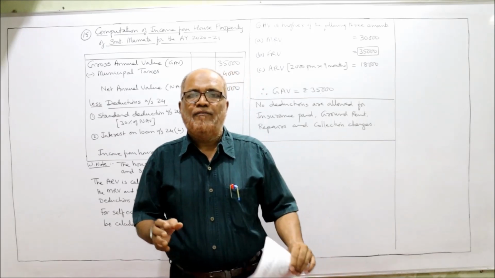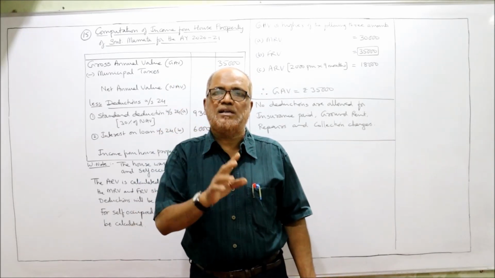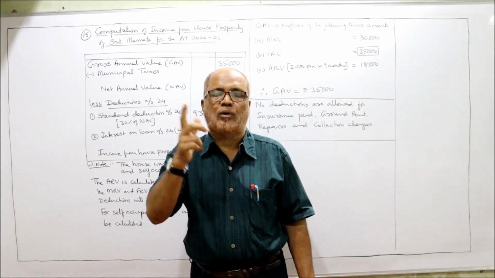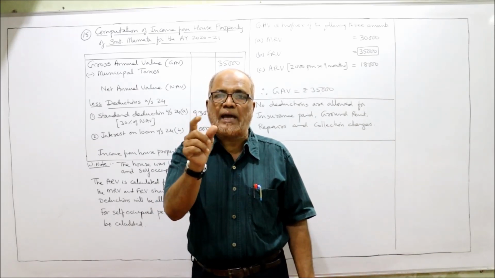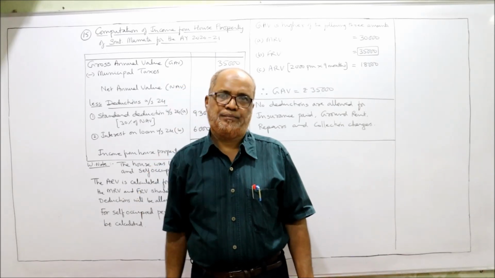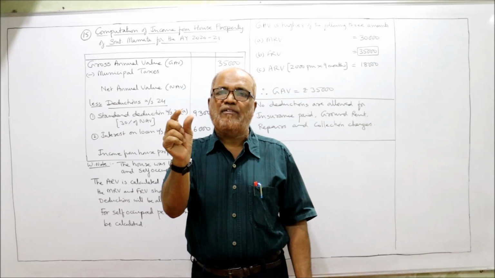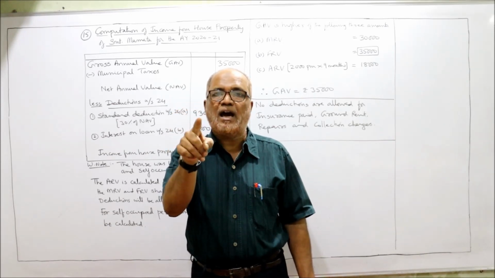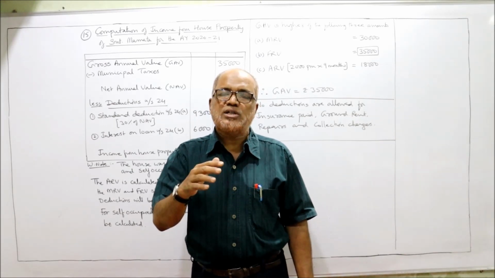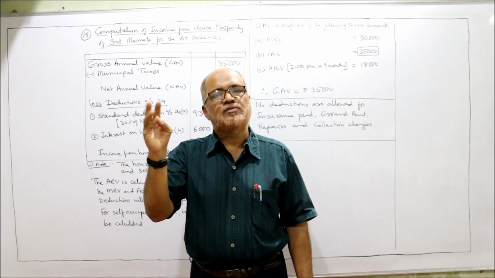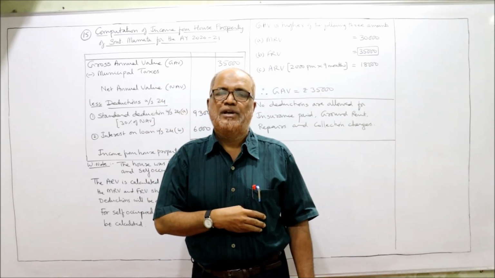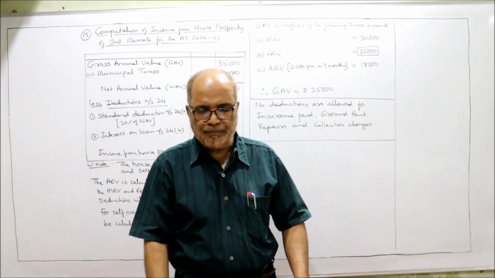The provisions are, when a part of the year is let out and part of the year is self-occupied, you have to calculate the ARV only for the period of let out. ARV you have to calculate only for the period let out, whereas MRV and FRV you have to take for the full year, for 12 months. So MRV and FRV should be taken for 12 months, whereas ARV should be taken only for 9 months. In this way we calculate the GAV. Deductions will be given for the full year. Municipal taxes, full year deduction, and interest on loan taken to construct the house, full year deduction, whereas other deductions are not allowed.